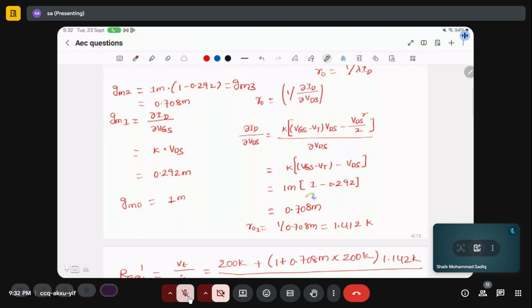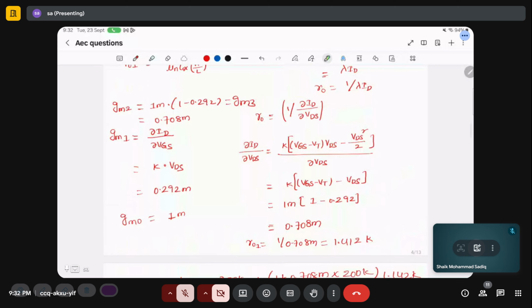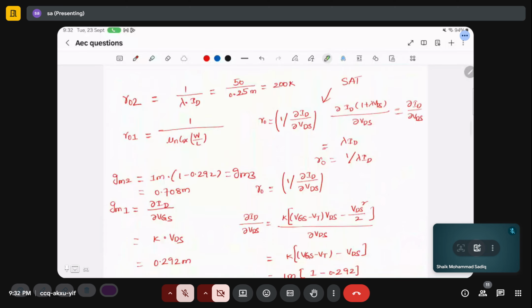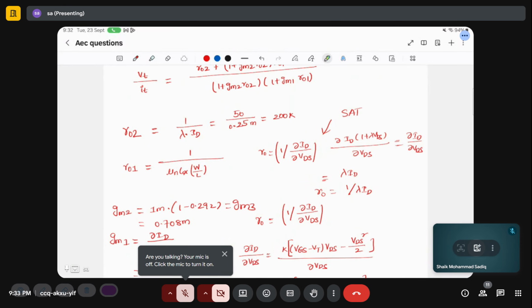So if you put these numbers, you will get 0.7, 0.08 milli. R naught is nothing but 1 by dou ID by dou VDS. So you will get R naught 1 as 1.412K. R naught 2 is 200K. Obviously, R naught 2 is 1 by lambda ID, which is 200K.